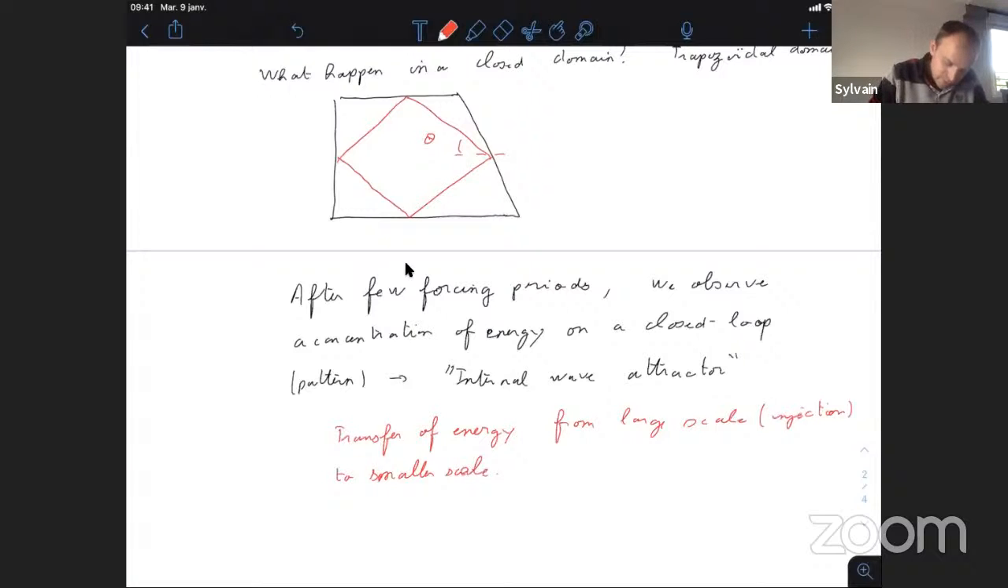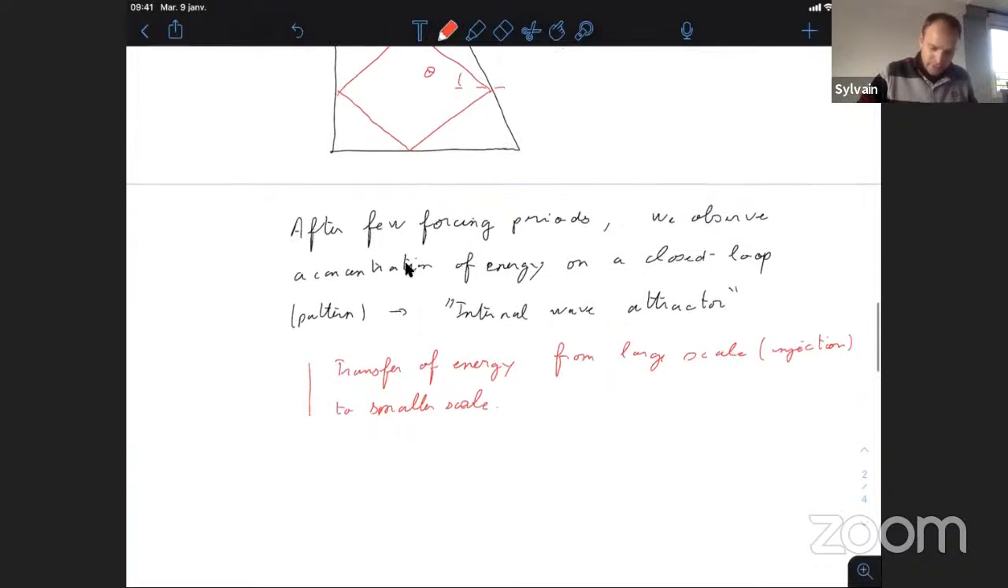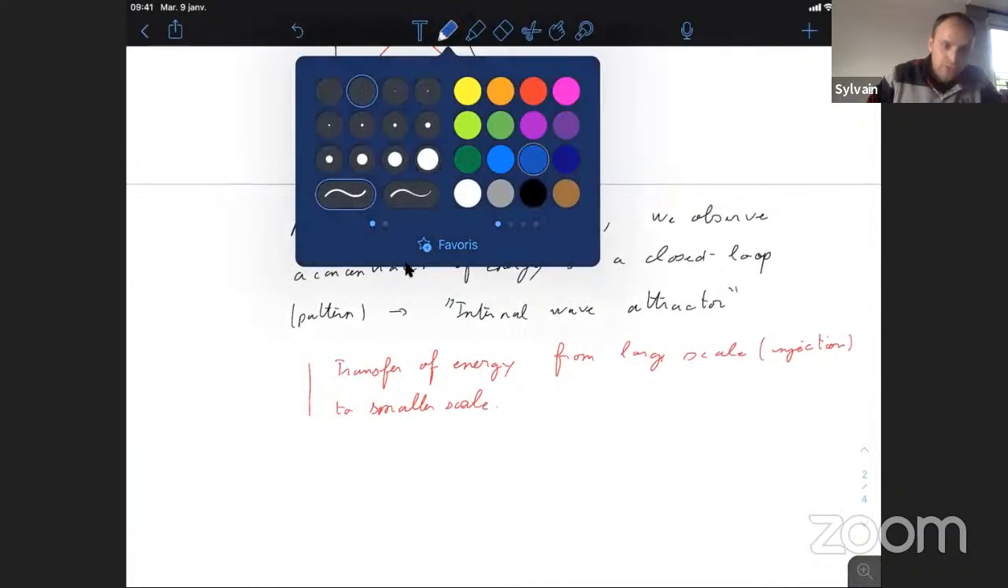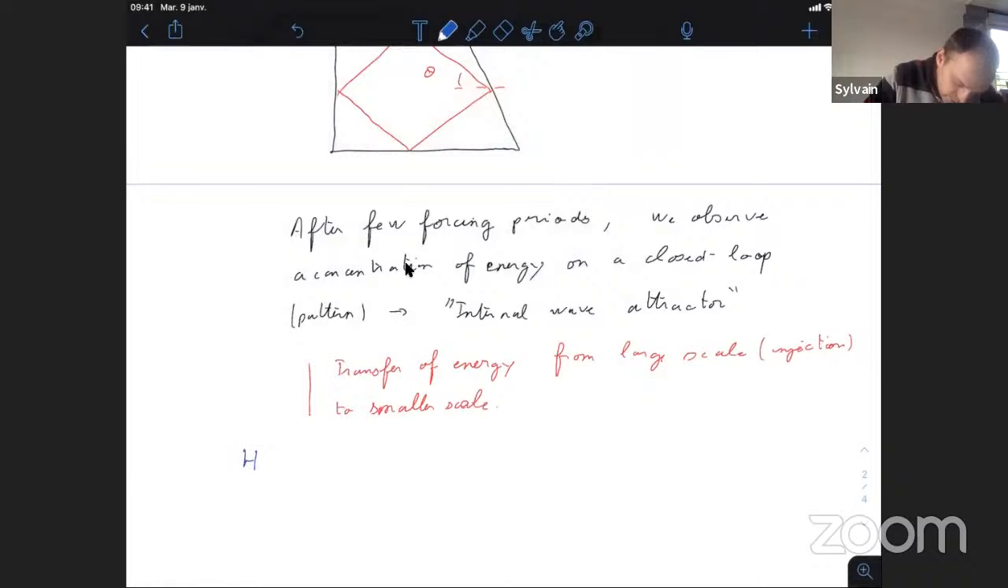And this transfer is only linear. It's only because of geometry. So the question is, how can we interpret this result?